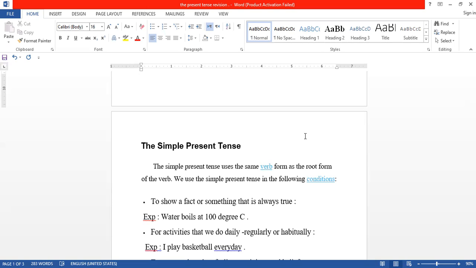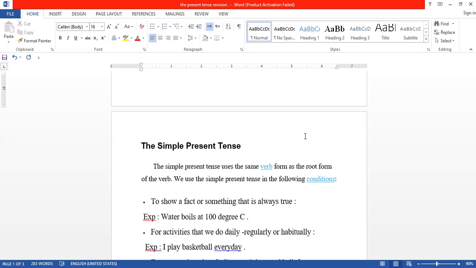Okay, so we start with the simple present tense. The simple present tense uses the same verb form as the root form. What does that mean? For example, let me take the example of the verb play or the verb write. If I want to use the verb write with the first pronoun, I can simply say, I write a letter every day. I write an email every day.